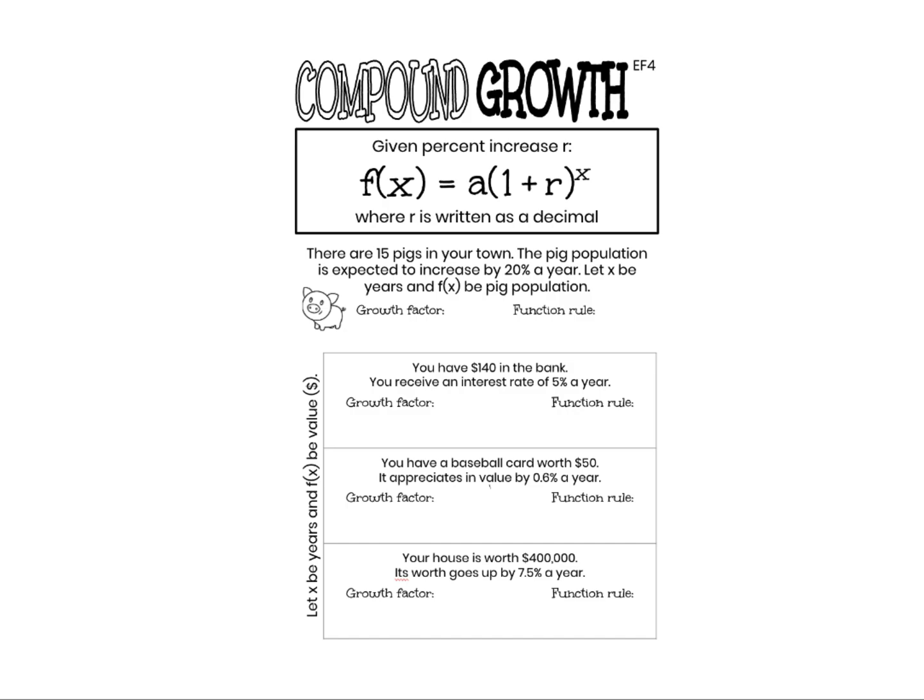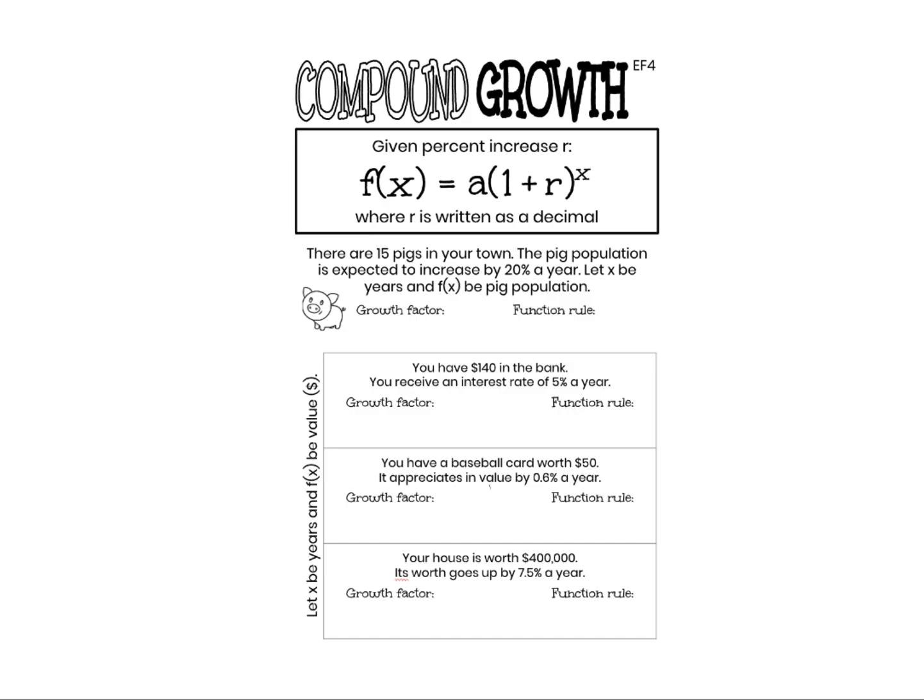Compound growth is a type of exponential growth in which the quantity that we are looking at is increasing by a given percent. This is different than the examples we've been looking at previously, which had whole number growth factors. So for example, we had a growth factor of 2, which showed us that we were repeatedly multiplying by 2, and that's doubling. Or a growth factor of 3, which was repeated multiplication by 3, or tripling.